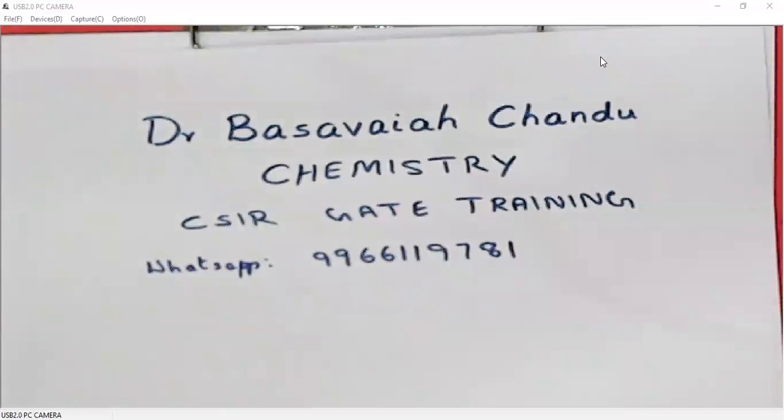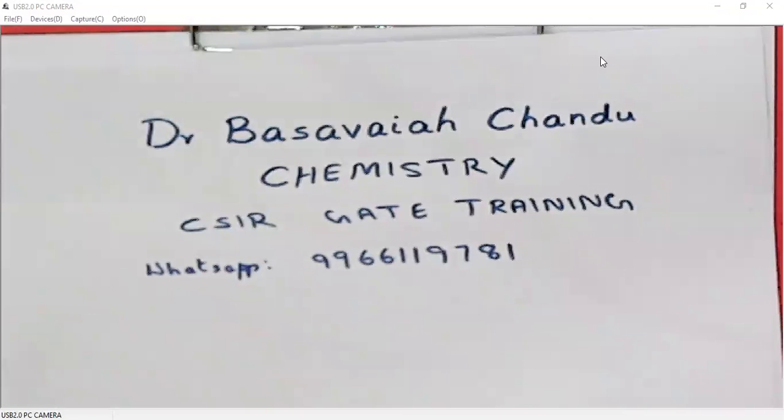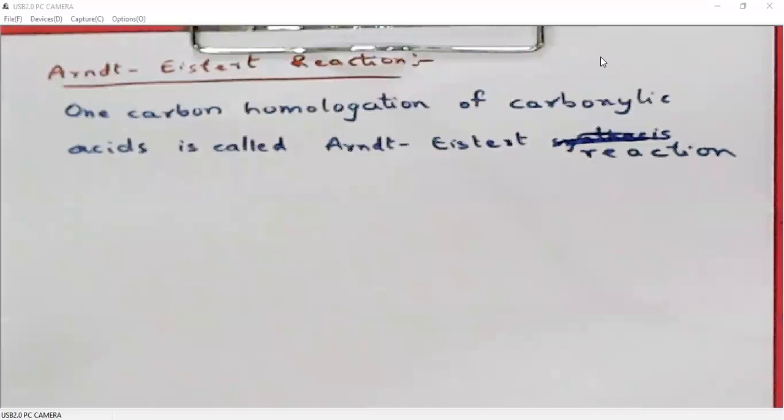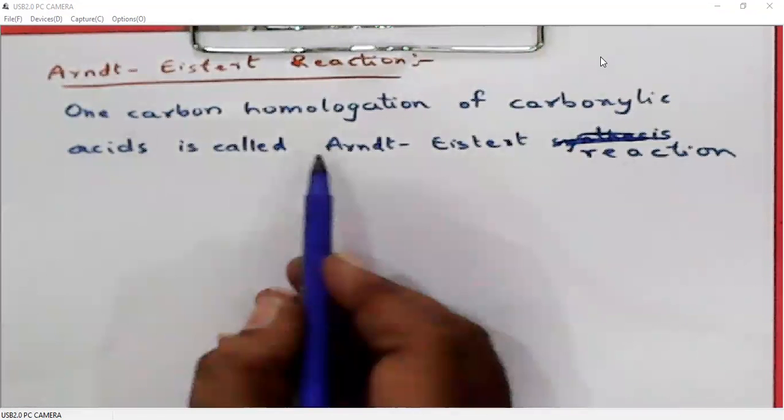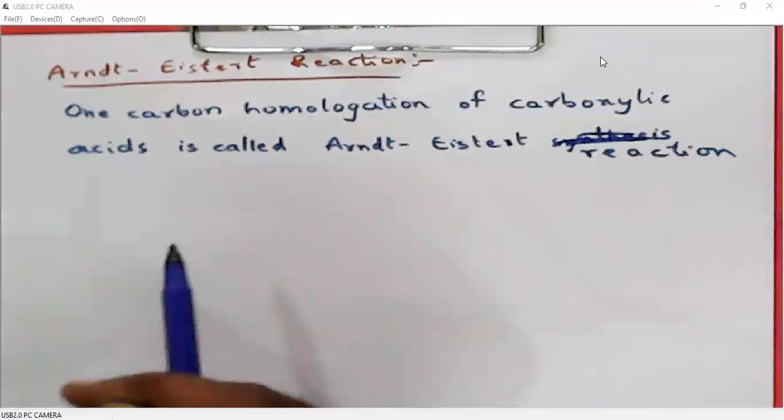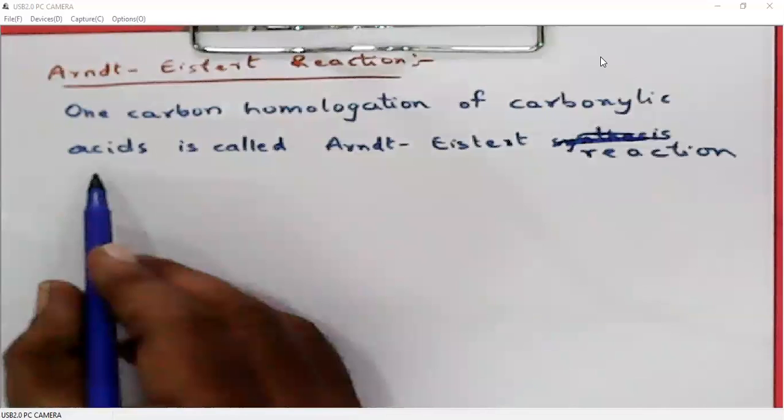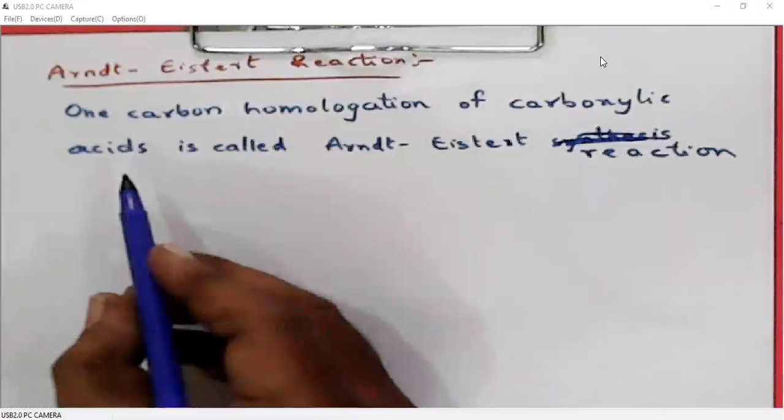We are discussing rearrangement reactions. Now we will see the Arndt-Eistert reaction. What is the Arndt-Eistert reaction? It is similar to the Wolff rearrangement. One carbon homologation of carboxylic acids is called the Arndt-Eistert reaction. Now, how do we extend one carbon in a carboxylic acid?